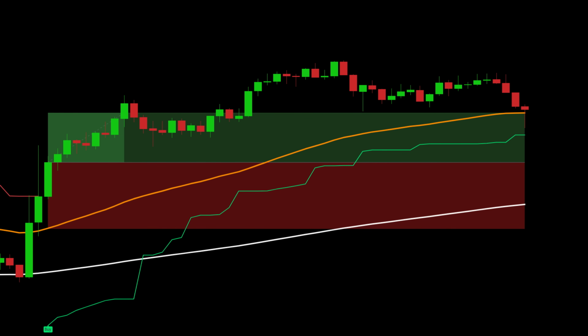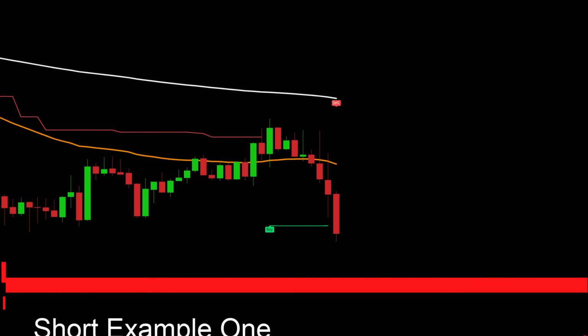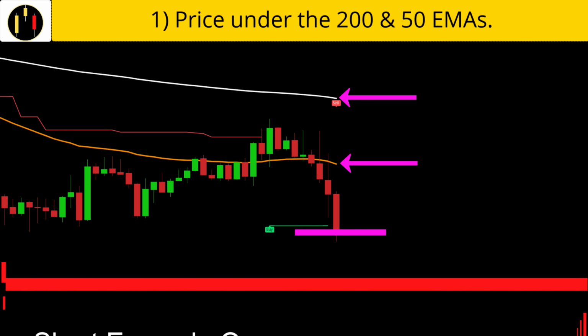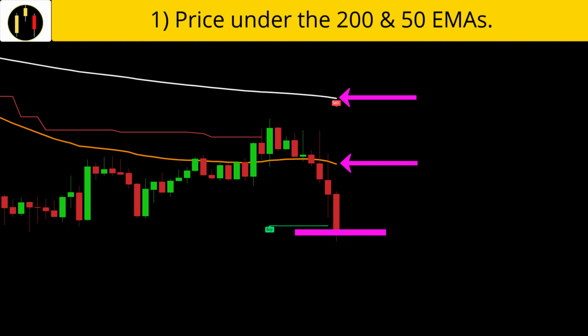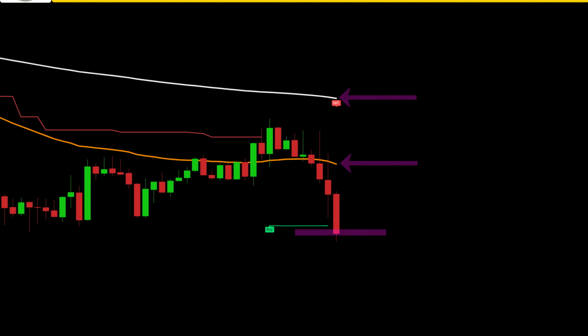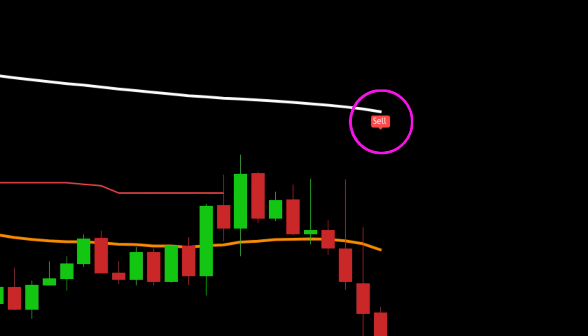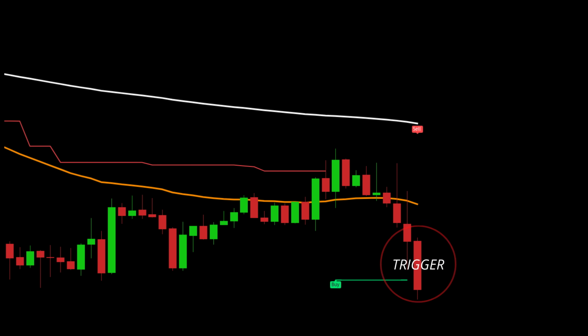Now we flip to shorts. This is what I will test for shorts. First, price must be under both the 200 EMA in white and the 50 EMA in orange. Second, we are looking for a Pivot Supertrend sell signal. All of that happens on this candle here. That is our trigger candle.